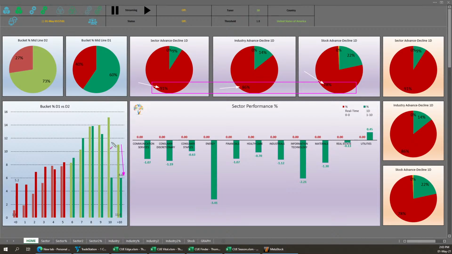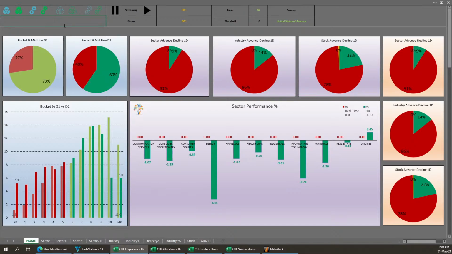From 11% to 6%, and the percentage of stocks above mid bucket came down from 73% to 60%, which is still bullish. But it is a significant drop as well. 7% drop in the stocks above mid bucket and 6% drop in the stocks in the extreme high bucket, or 5%, sorry, 6 and 11, so 5% drop here. Those are significant drops, and Friday was bearish. We can clearly see that.